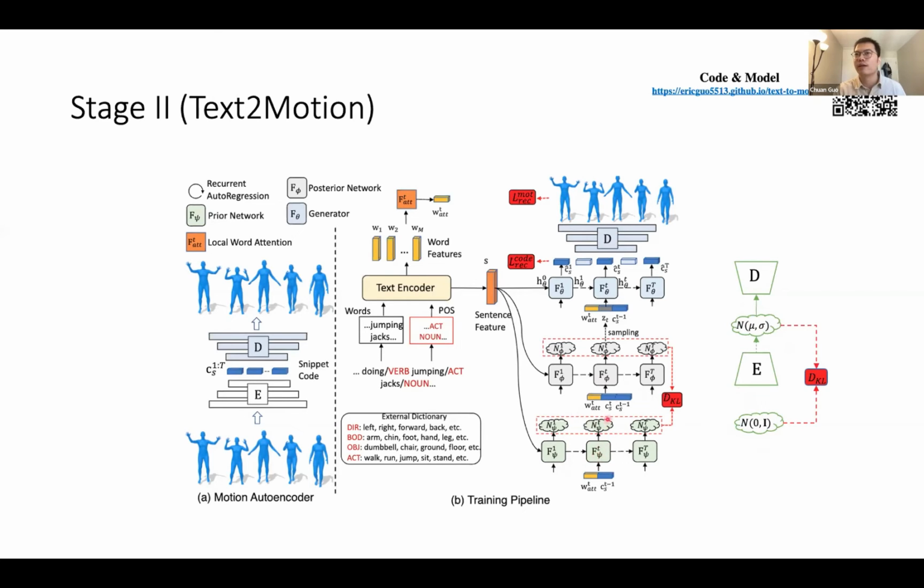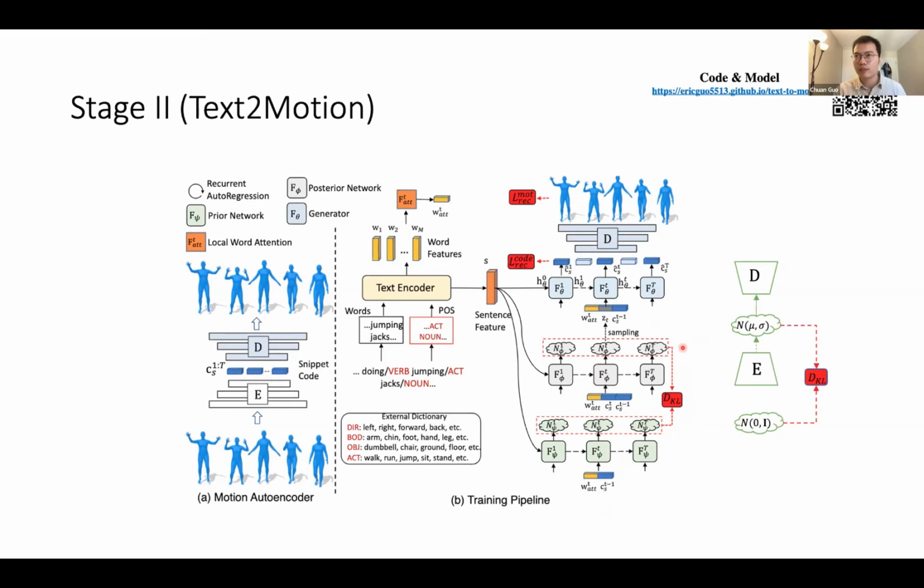The prior network is pretty much the same as the encoder, but the only difference is that the input of the encoder contains the current snippet code, but the prior network does not have that. So the input will be the word feature and also the snippet code of the previous time step. During training, we have to enforce these two distributions to be as close as possible.